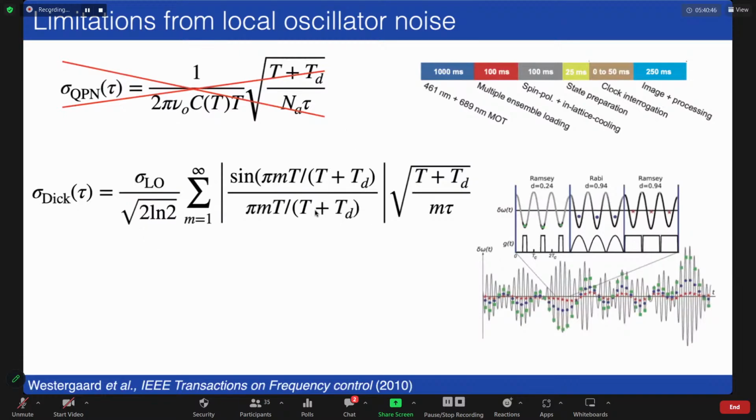And this is basically the fact that in our clock, we have dead time. We're not always comparing our local oscillator to our atoms. There's time when we're reloading our atoms into the lattice and things like that. And we can't keep track of what the local oscillator is doing during that dead time. And then you end up aliasing a bunch of the higher frequency clock laser noise, the noise on the laser, into your measurement at the end. And this noise that you get from this process swamps our quantum projection noise.